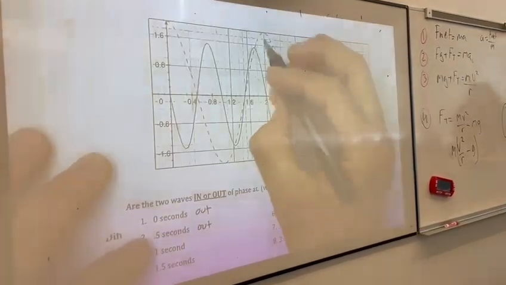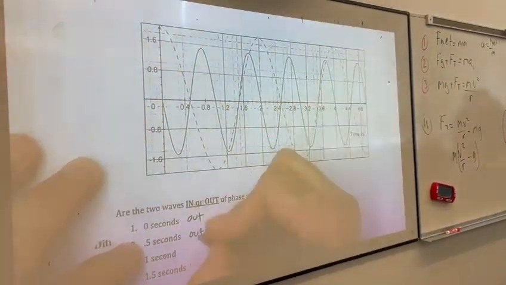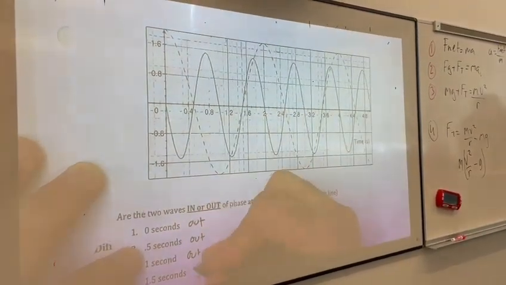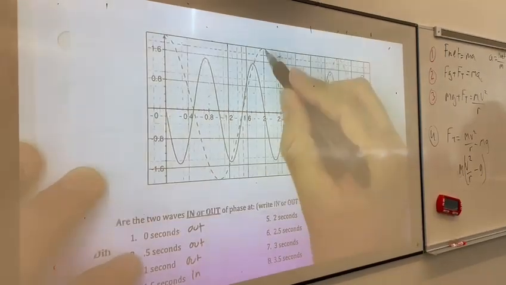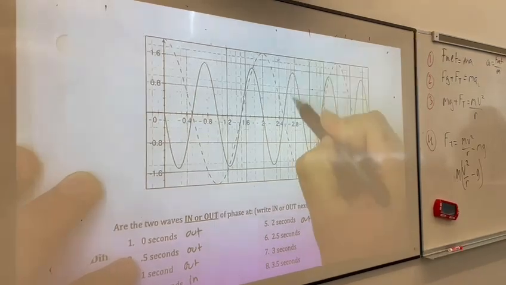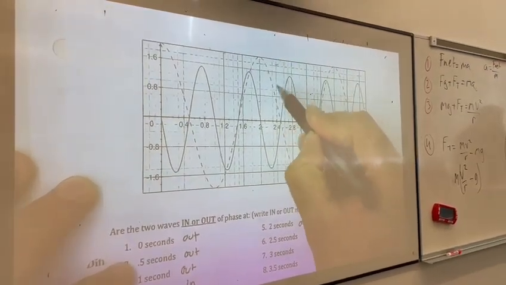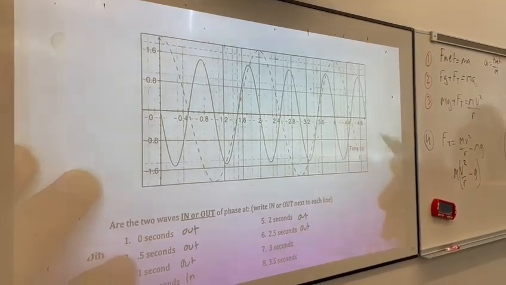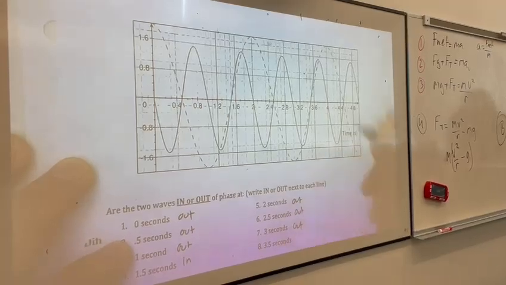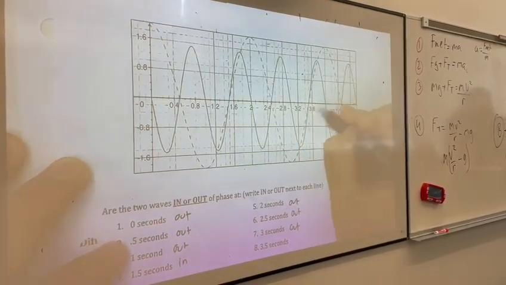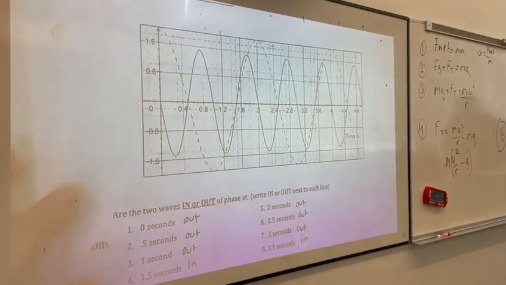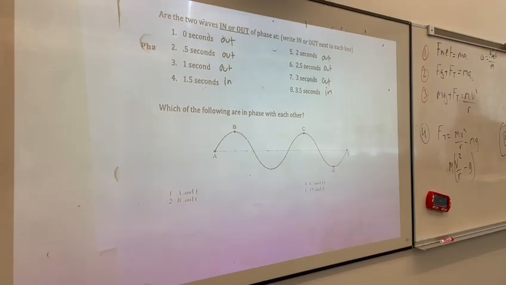At 1 second, which is right here, this is at a node, this is at a trough, that is out of phase. At 1.5 seconds, they're both at nodes and both heading up, that is in phase. At 2 seconds, one is at a crest, one is at a node, that is out of phase. At 2.5 seconds, they're both at nodes, but one's heading up and one's heading down, so that is out of phase. At 3 seconds, one is at a node and one is at a trough, that is out of phase. And at 3.5 seconds, they're both at nodes and they're both heading up, so that looks like they're in phase to me. Okay, next example.